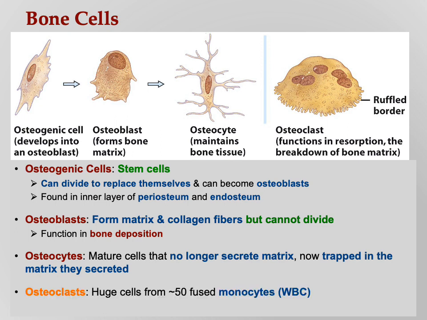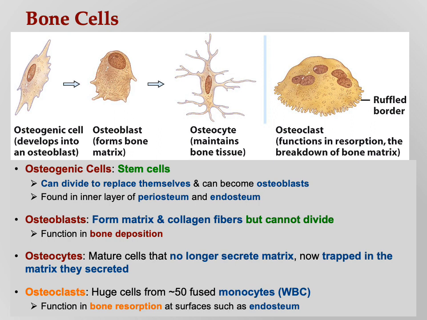A completely different kind of bone cell is an osteoclast. These are big, giant cells made from like 50 monocytes that fuse together. Monocyte is one type of white blood cell. We'll see there are 5 kinds of white blood cells. Monocytes are one. Whole bunches of them fuse together. Monocytes are the white blood cells that turn into macrophages. They eat stuff. So these osteoclasts are huge. They're monstrous cells. 50 fused monocytes. And what do they do? They eat bone. So they function in bone resorption.